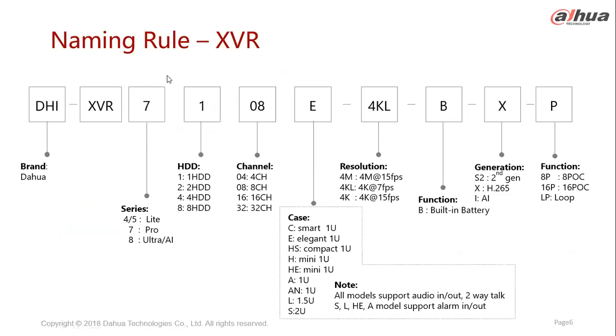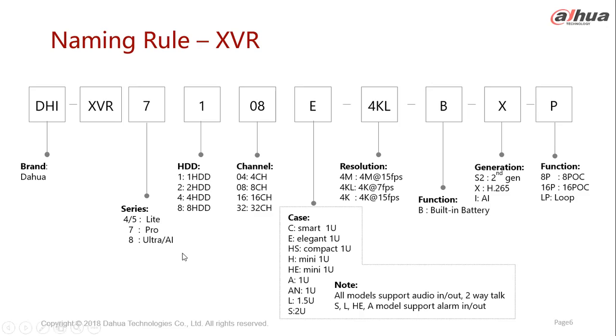The naming rule for our recorders is as follows. We have XVR, where DHI is the brand and XVR means the DVR. A while ago, when we were using analog cameras, we were using the DVR, but now we are using XVR. So this XVR works for both IP and analog cameras. Oh, okay.